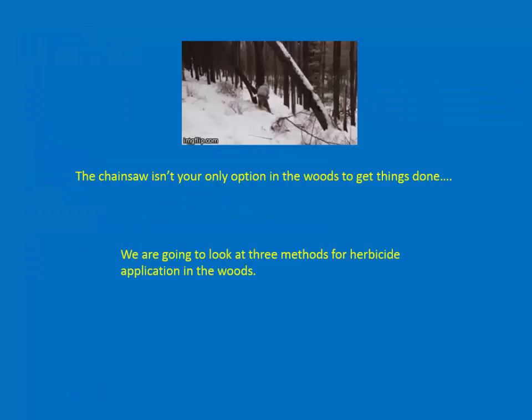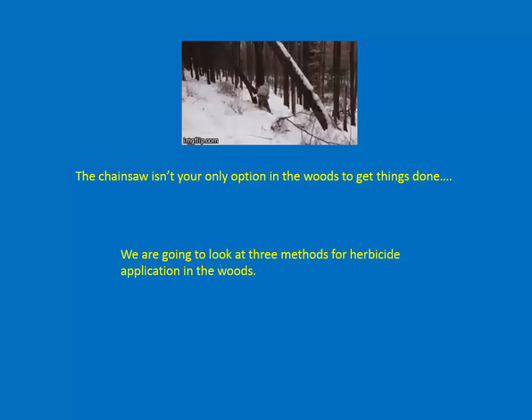Okay, so I guess basically, one of the reasons why I like to talk about herbicides is because not everybody wants to fire up a chainsaw when they get into the woods. And using herbicides, you don't have to. You can do certain treatments where you don't even need to fire up a saw. You can kill it standing.